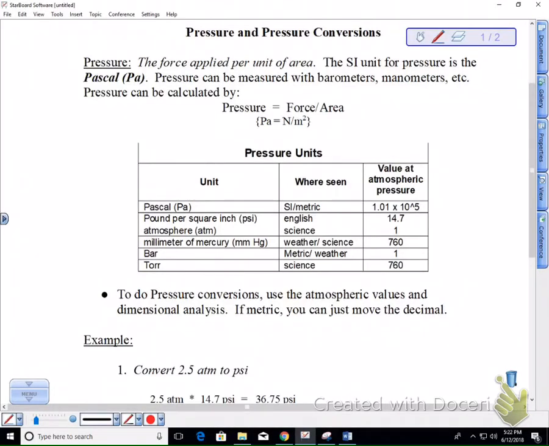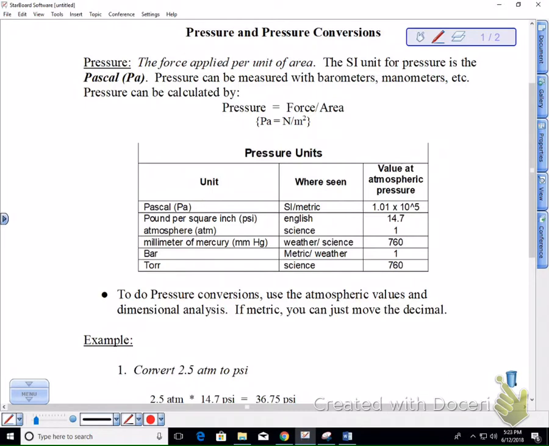All right, I know you're super excited and ready to do some pressure conversions, so let's get after it here. On the screen, you see some pressure units. We talked about those in the pressure video. These pressure units, and especially the atmospheric values, are what we're going to use to do our pressure conversions.